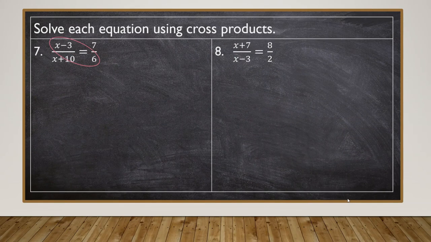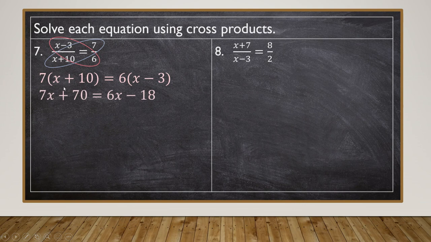Number 7, our cross products are 7 times x plus 10 equals 6 times quantity x minus 3. So we will have to distribute on both sides. On the left side, distributing gives us 7x plus 70. On the right-hand side, distributing the 6 gives us 6x minus 18.